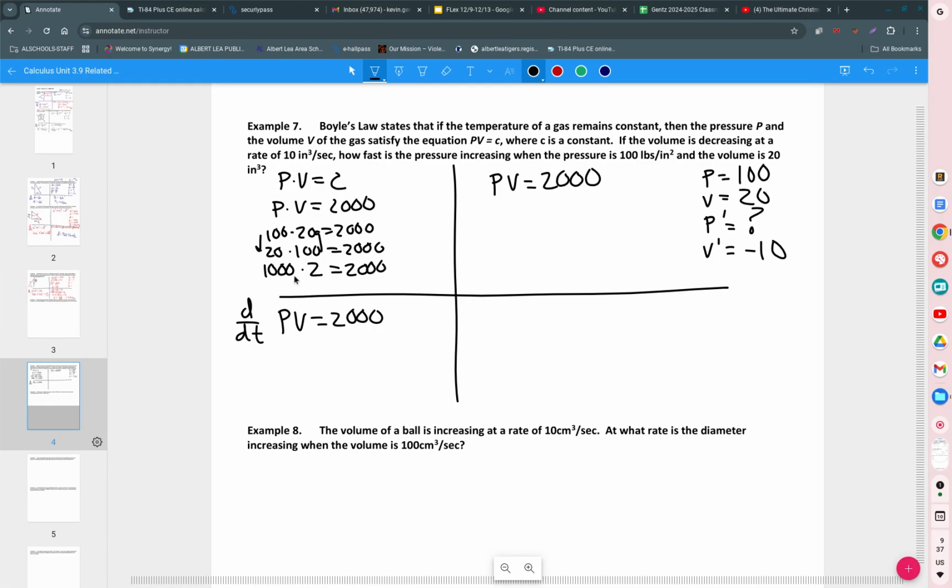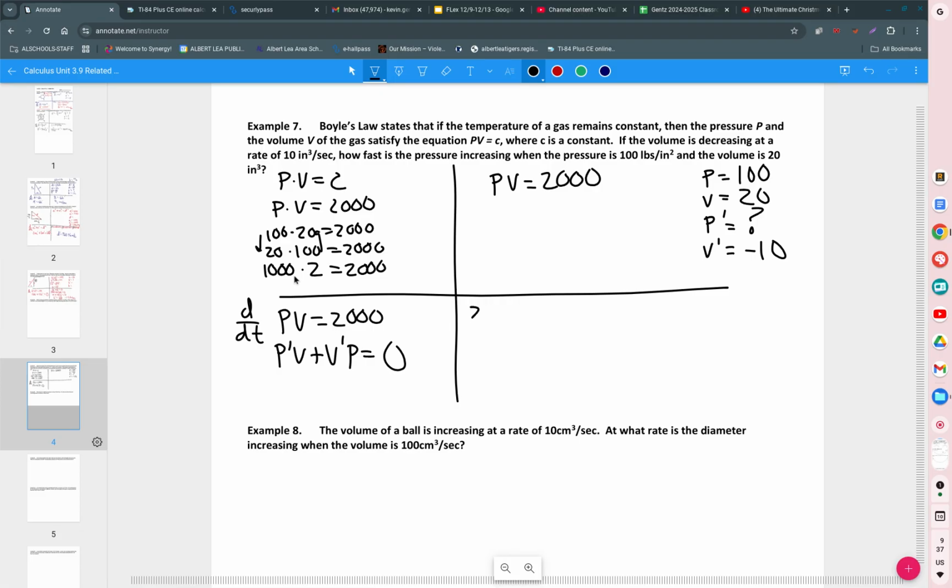And who's going to be the first to say it? Not it. Wow. We got ourselves in a sticky situation. Product rule. Thank you, Ty. P prime V plus V prime P is equal to 0. No problem to have the product rule because we have V prime and we're looking for P prime. So this all works out quite nicely.